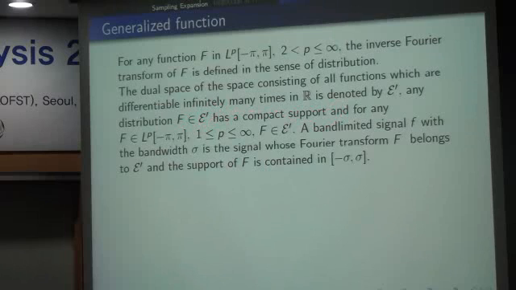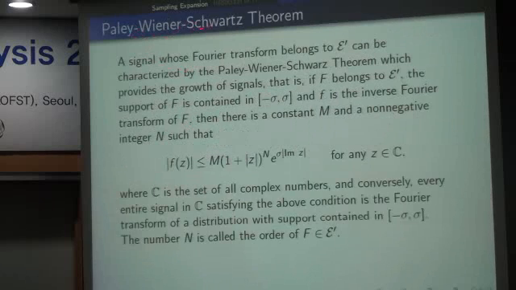E is the space of functions which are infinitely differentiable. E is the set and E prime is the dual space. If f is in E prime, then it has a compact support. So we know the growth of the function. If the Fourier transform is in E prime, then we have the Paley-Wiener-Schwartz theorem. By this theorem, if the Fourier transform is in E prime and has compact support in [-sigma, sigma], and f is the inverse Fourier transform, then we have the growth estimate: |f(z)| is less than this.